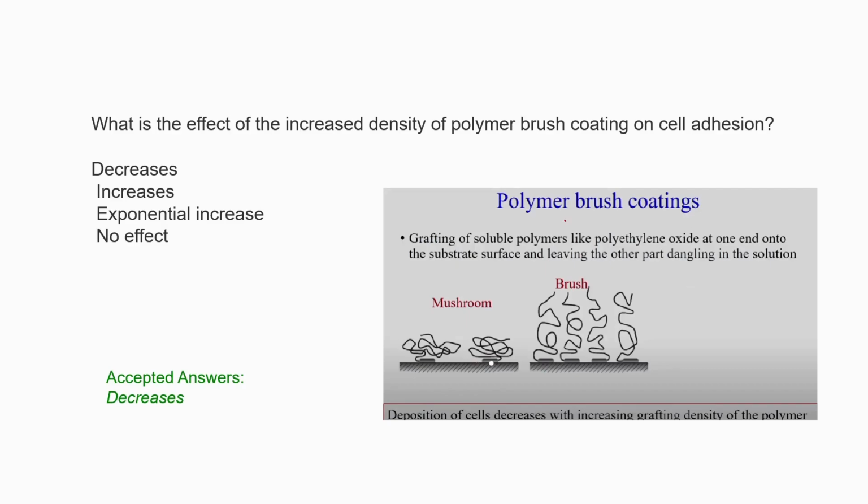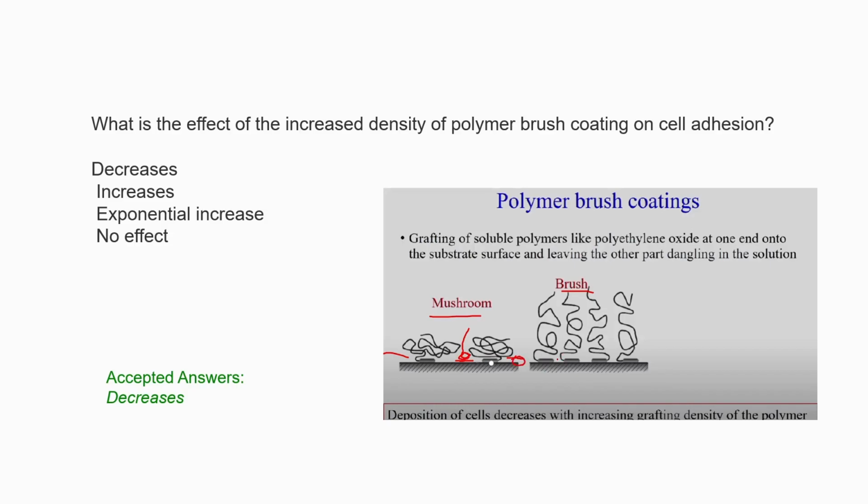So as you can see here, polymer brush coatings are basically grafting of soluble polymers like polyethylene oxide at one end to the substrate surface, leaving the other part dangling in the solution. So there are two different kinds of coatings, mushroom and brush. The mushroom coating still has some free surfaces, and the cells can easily come and attach here or adhere to the surface.